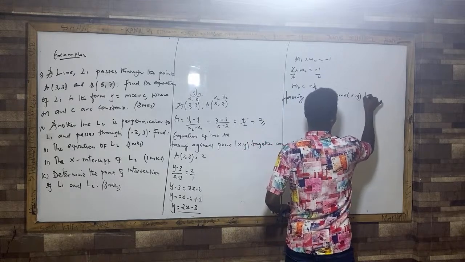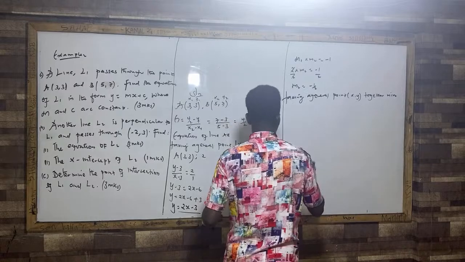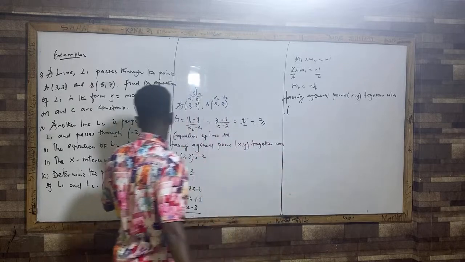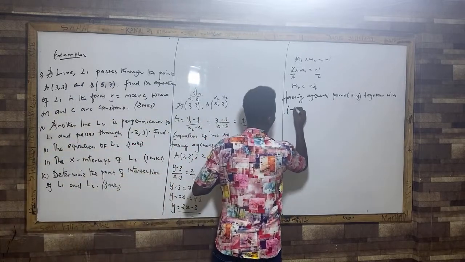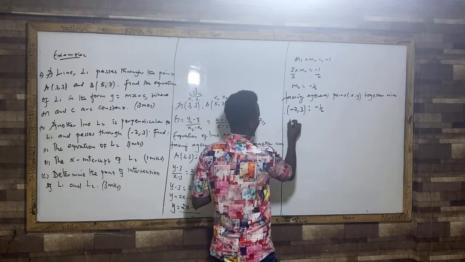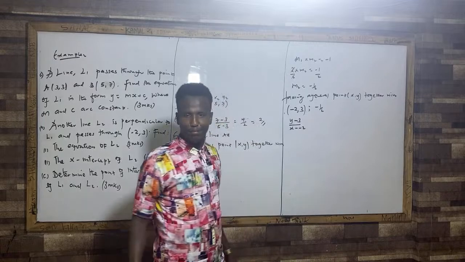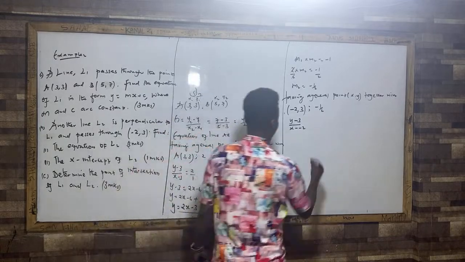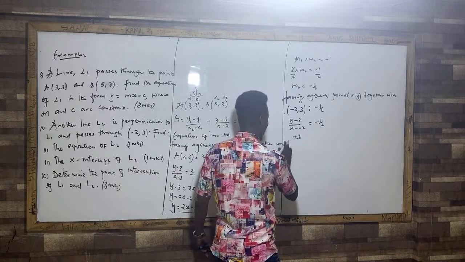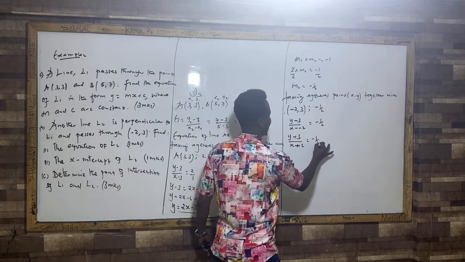x, y, together with the point given, which is -2, 3, then the gradient, which is -1/2. So I'll say y minus 3 all over x minus 2, okay? It will be plus. So it's equal to -1/2. So y plus 3 all over x plus 2 is equal to -1/2.